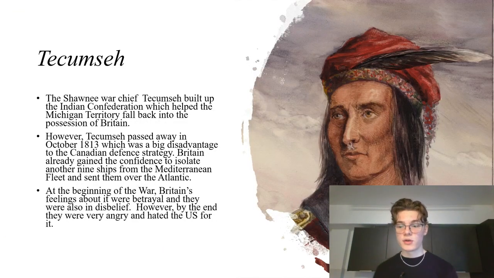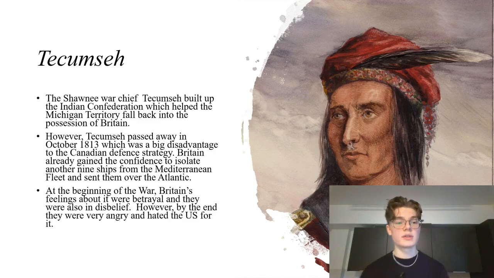Britain's use of violence during the war may have given the confidence to isolate these 9 ships and send them over the Atlantic. Britain may have used violence as the primary tool during the War of Independence due to the betrayal and disbelief they felt at the start, but the violence used may have continued and worsened as Britain's feelings did the same. This is because Britain eventually became furious and felt resentment towards the US.